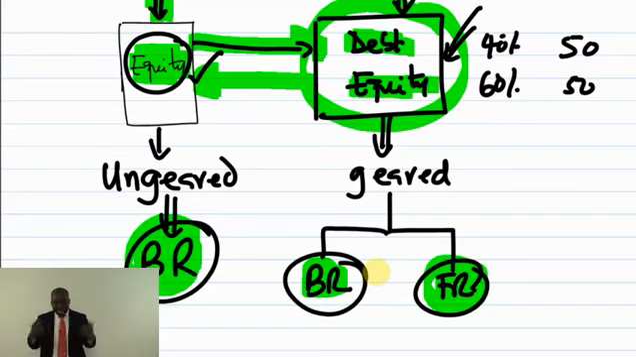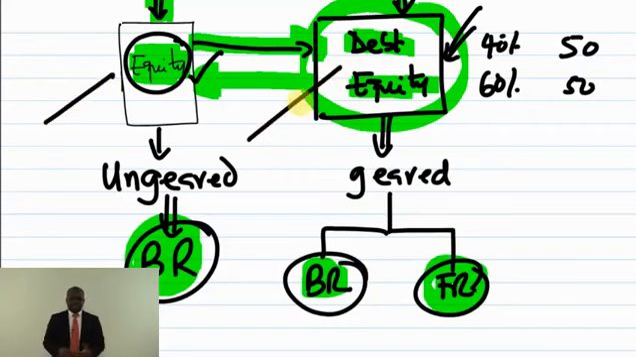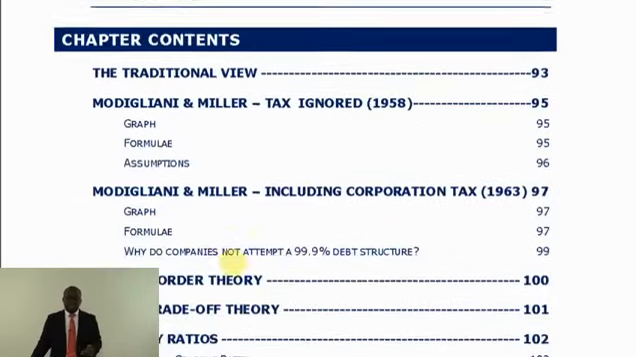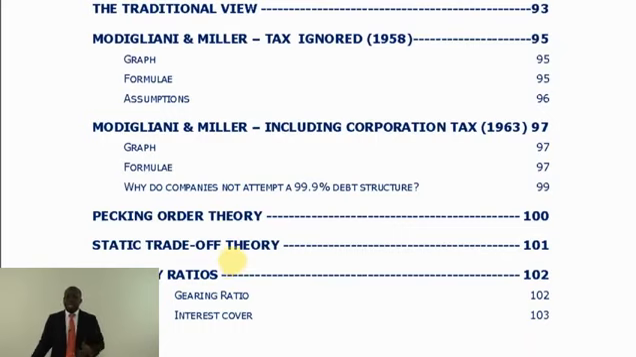So the whole argument here is, should we be all equity or should we be debt and equity? And what proportion of debt and equity should we have? The answer is, which one of them will bring your WACC to its minimum? And the moment you are able to bring the WACC to its minimum, your market value will be at its maximum. And to explain that, we have what is called the theories of gearing. These theories of gearing explain the relationship between our capital structure and our WACC.